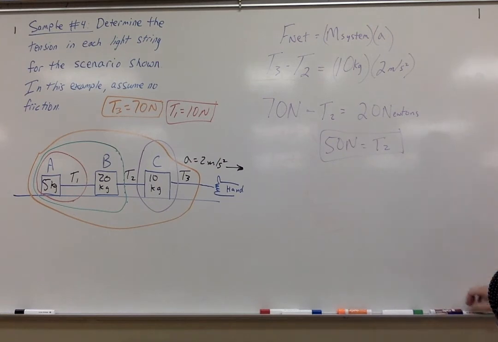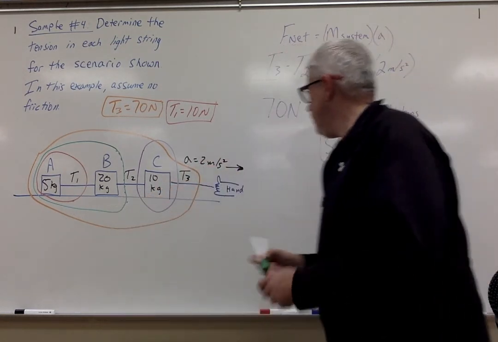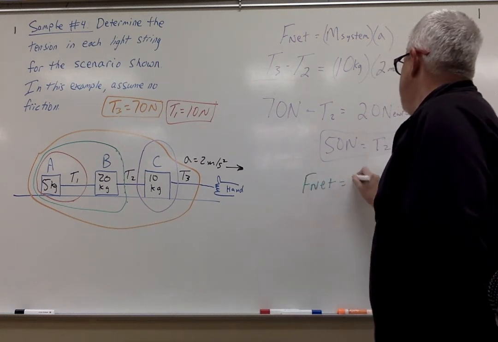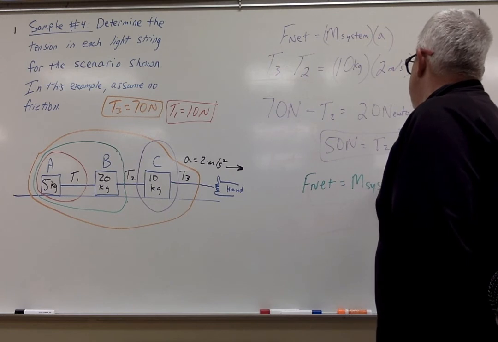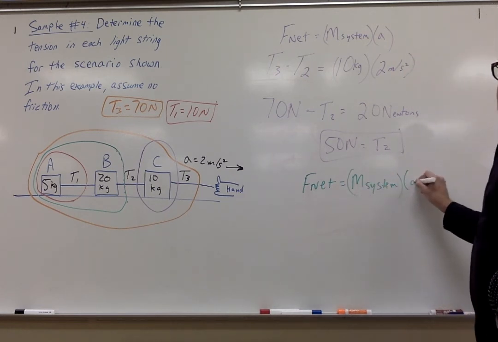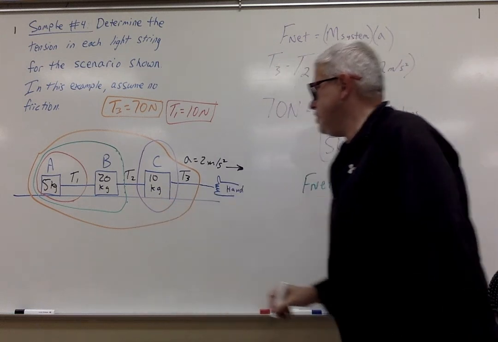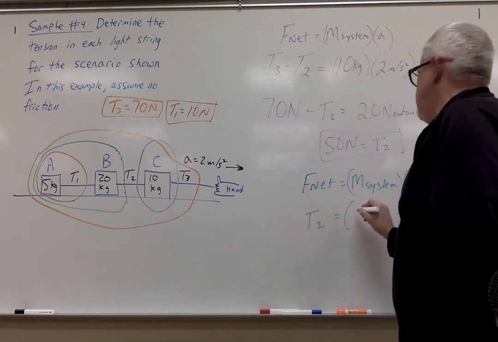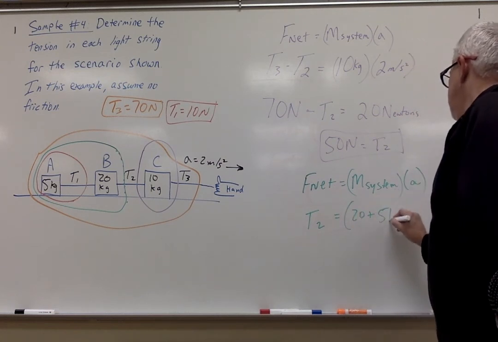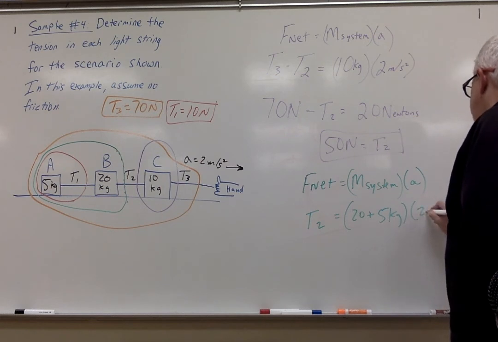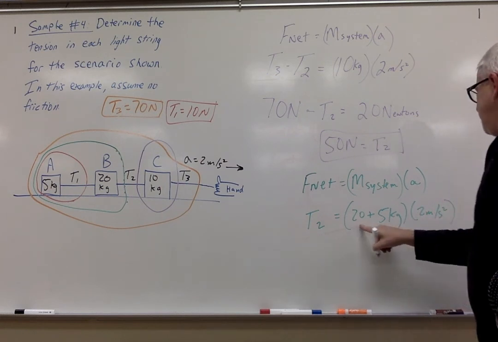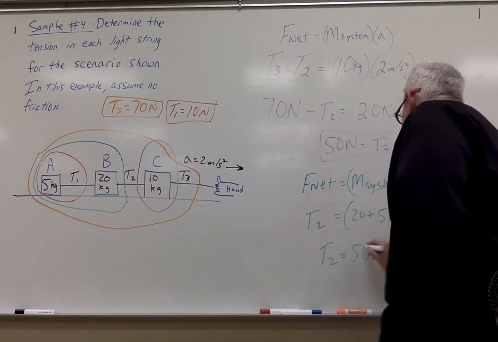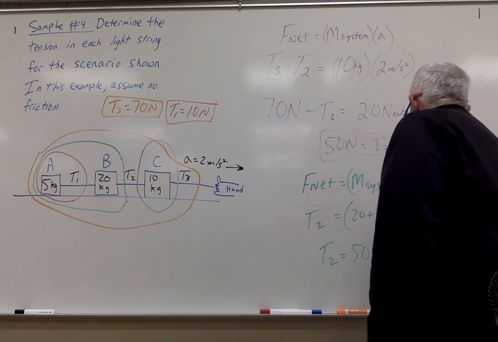Note that if we go back and look at this green circle here, I could do the same thing that I did with the other ones. F net equals M system times A. For this green circle here, the system is 25 kilograms. F net would be T2. And you've got 2 meters per second squared. And hopefully you can see already 25 times 2 is going to give us 50 newtons. Because physics works either way.